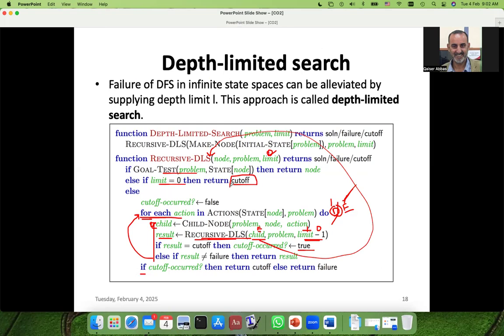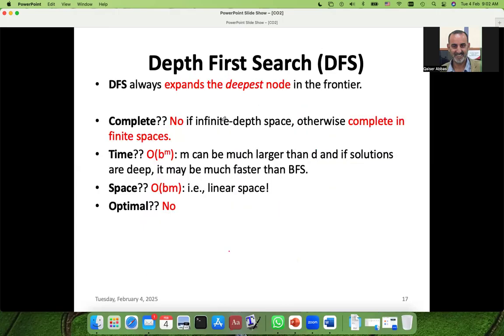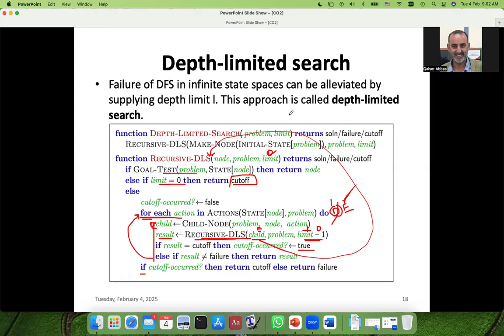Again cutoff occurred. Why is it occurring? Because this is the limit that you have set for the algorithm. The algorithm should not go beyond this boundary, beyond this limit. So cutoff occurred. This was the call, and now you executed, and it is returning cutoff. That will go into this result variable. And then you are checking if result is equal to cutoff. Yes. Then change the value of cutoff occurred to true.